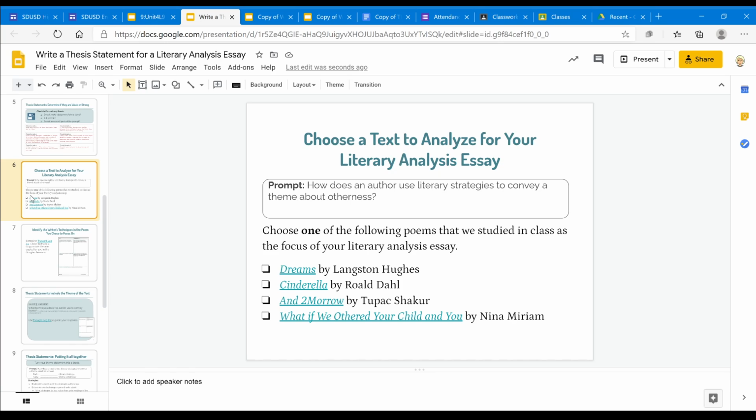In a past lesson, you created evidence-based theme statements about otherness. Now we need to spend some time thinking about the literary strategies an author uses to develop a theme. Remember that the prompt for our essay is to analyze the techniques an author uses to make a claim about otherness. First, choose a poem to focus on for your essay. And think about all the strategies that authors use to develop theme, especially in your specific poem.